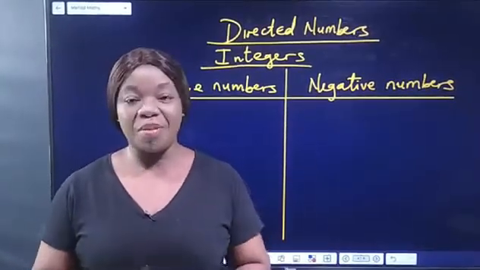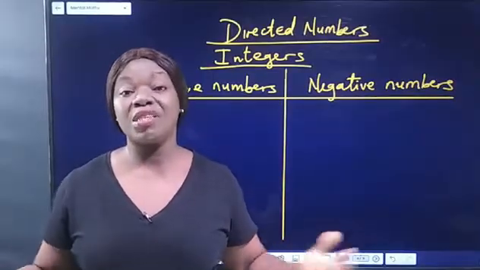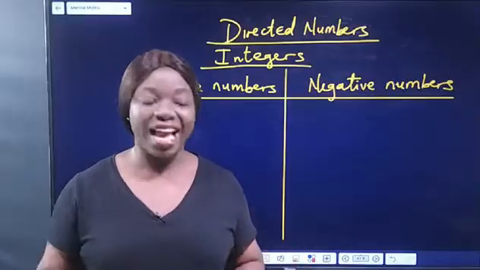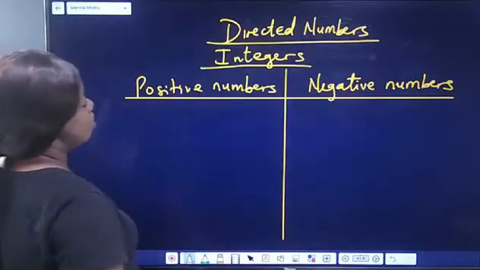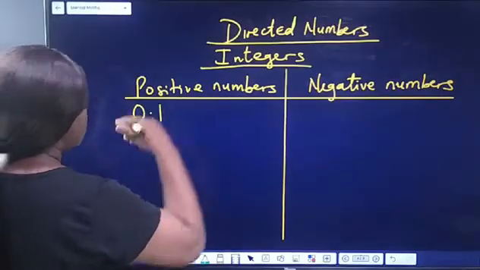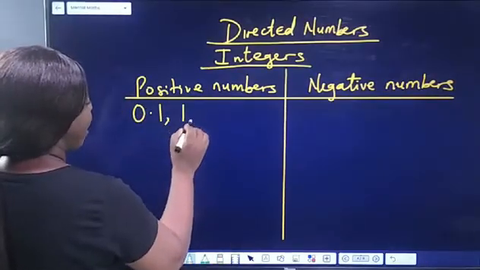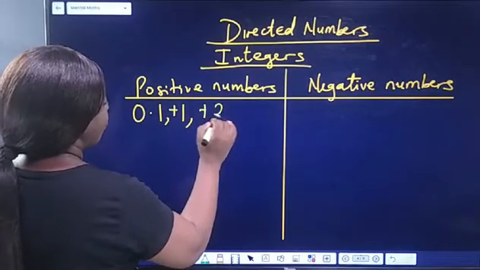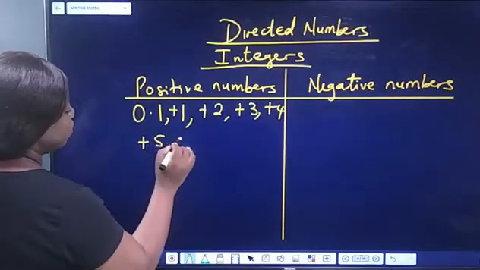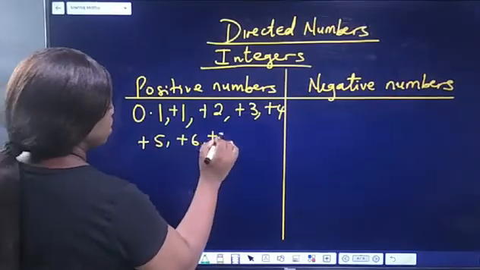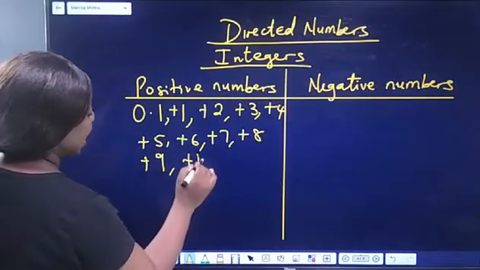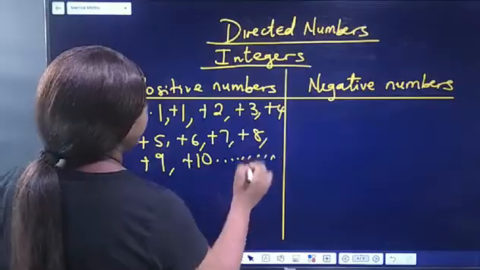So what are positive numbers? Positive numbers are the numbers that have the plus sign, while negative numbers are the numbers that have the minus sign. So watch. Now the positive numbers begin from positive 0.1, then 1. They have plus. We have plus 2, plus 3, plus 4, plus 5, plus 6, plus 7, plus 8, plus 9, plus 10, and so on to infinity.